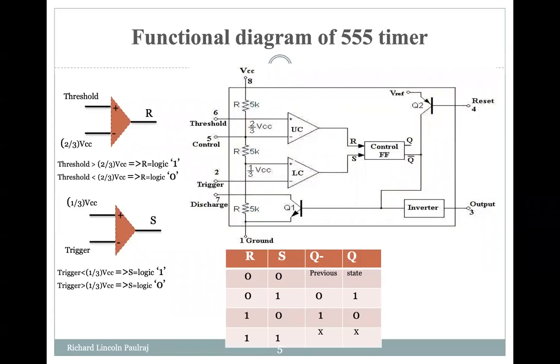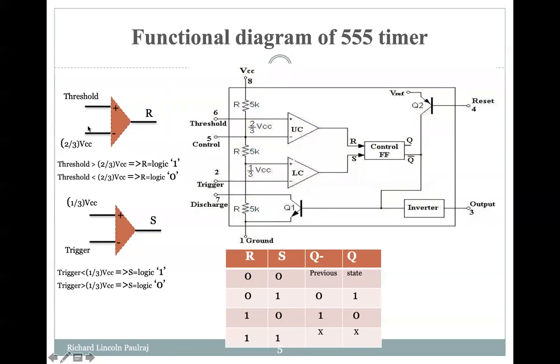So if these voltage levels are met, then it's going to start conducting, or it's going to treat it as high. If not, then it's going to treat it as low. Depending on what level of thresholds you give, accordingly it's going to change. So here we are looking at 2/3 of VCC. If the threshold is greater than 2/3 of VCC, then I will consider it as logic 1. If my threshold is less than 2/3 of VCC, then it's going to be a logic 0. It's going to be a low value.